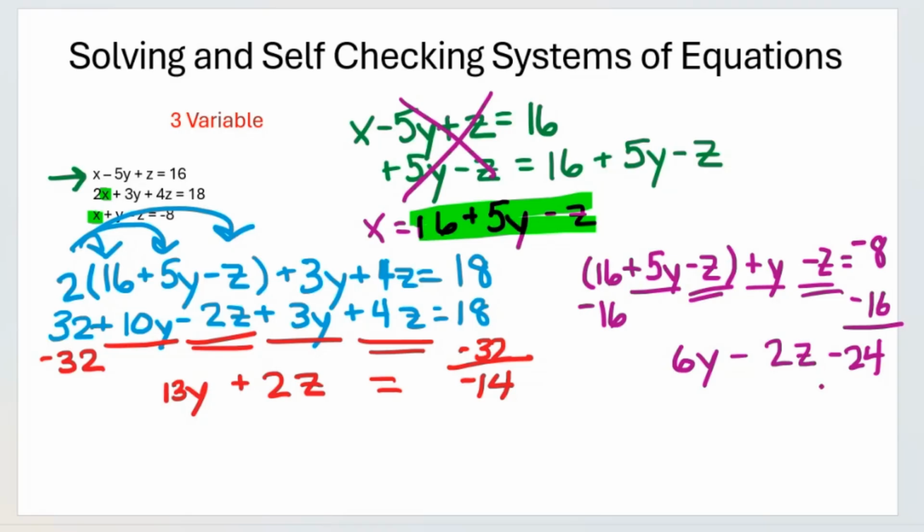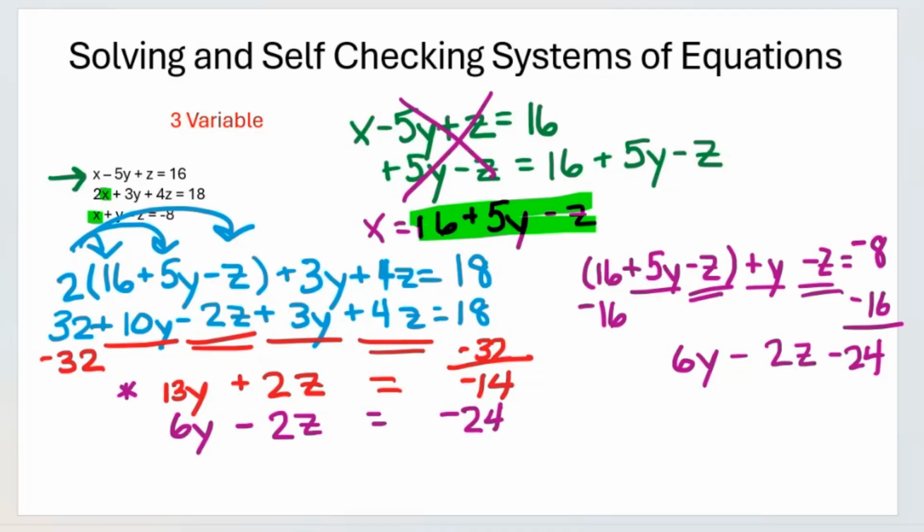Now I have two equations that have two variables. And I could solve it through substitution. I could also solve it through linear combination. I'm going to choose linear combination, and I'll show you why in a moment. So I already have this equation right in here. I'm going to write the other one right underneath it. 6y minus 2z equals negative 24.